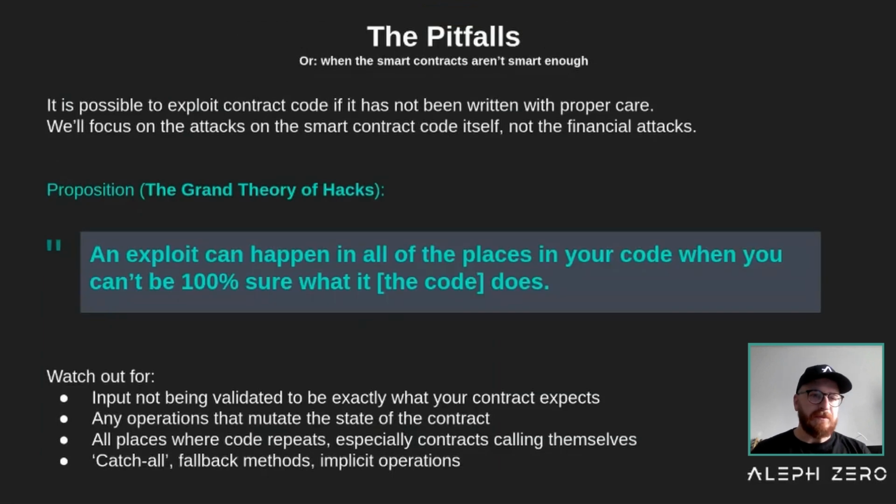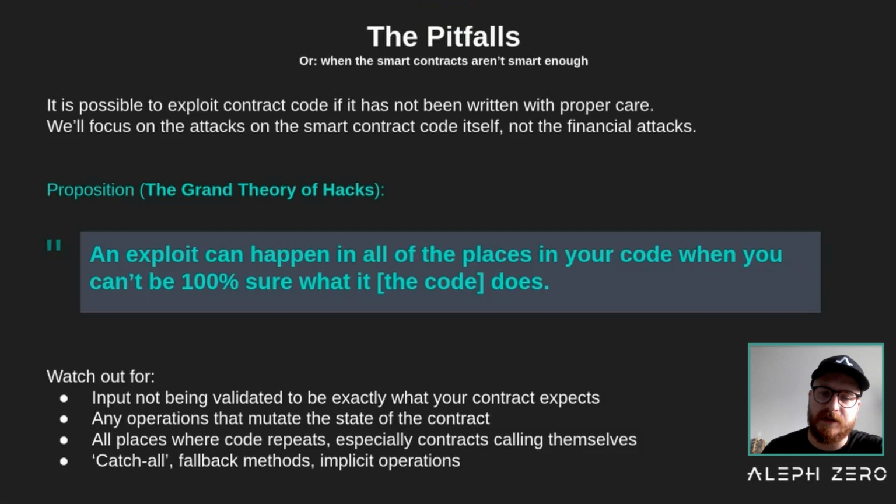But we are seeing how expressive you can get with smart contracts, and how powerful the whole concept is. But it's handling vital assets, and users deposit their funds and everything. So of course, we need to make sure that the contracts are written properly, and there's no possibility of any exploits or attacks or malicious behavior. Here it's stated as a kind of joke, the grand theory of hacks, if you may. But my stance is that exploits happen in the places of your code where you're not 100% sure what the code does. It sounds very trivial, but this is actually the case.